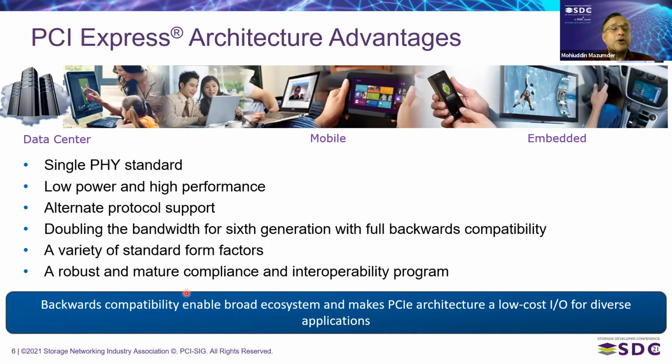Starting with PCIe 5.0, it supports alternate protocol support. What it means is that the PHY doesn't have to use just the PCI protocol. It can negotiate and it can be a bridge for other protocols, which then allows the PCI PHY to be used in non-PCI protocols and makes the use of this PHY much more versatile. So the doubling of the bandwidth is happening, as we just saw, for the 6th generation now with full backwards compatibility, and it is available in many different standardized form factors.